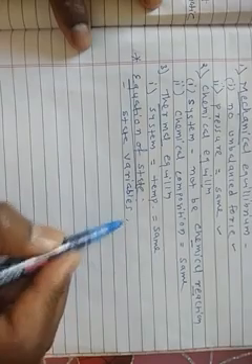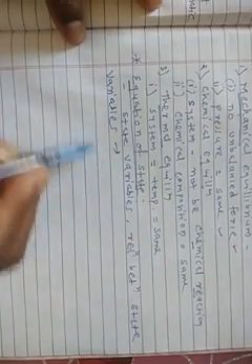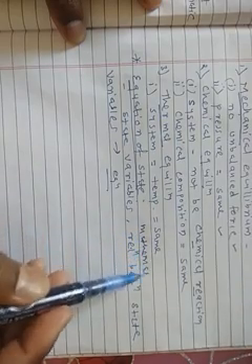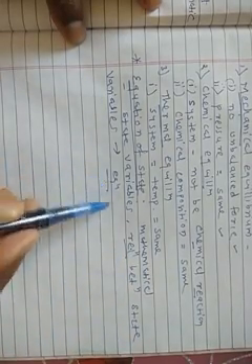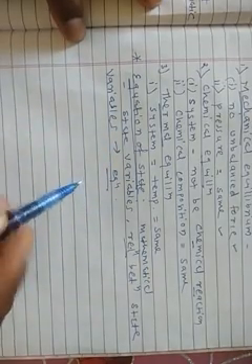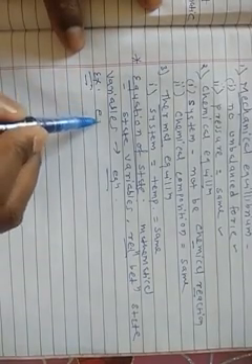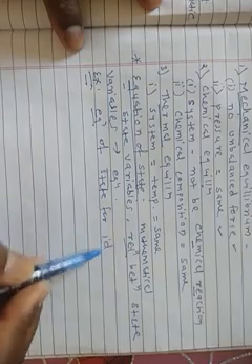Okay, then the relation between state variables is called the equation of state. A mathematical relation between state variables is called the equation of state. For example, you all know the equation of state for an ideal gas.